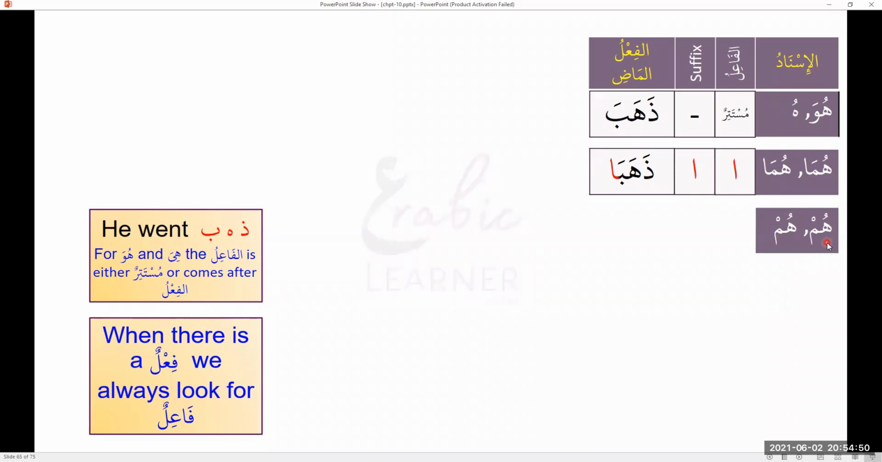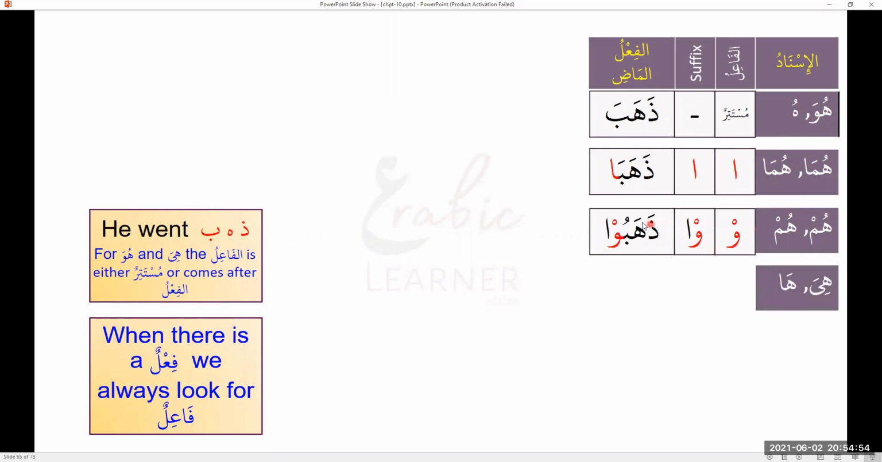Now when it comes to hum, means they all, it is zahabu. And here the fa'il is not mustatir, it is not hidden. Here it was hidden, now here we are showing the fa'il at the end of the fi'l. Alif is shown, waw is shown. Now why do we add alif with waw? Because this is the way it is written in the Arabic language.